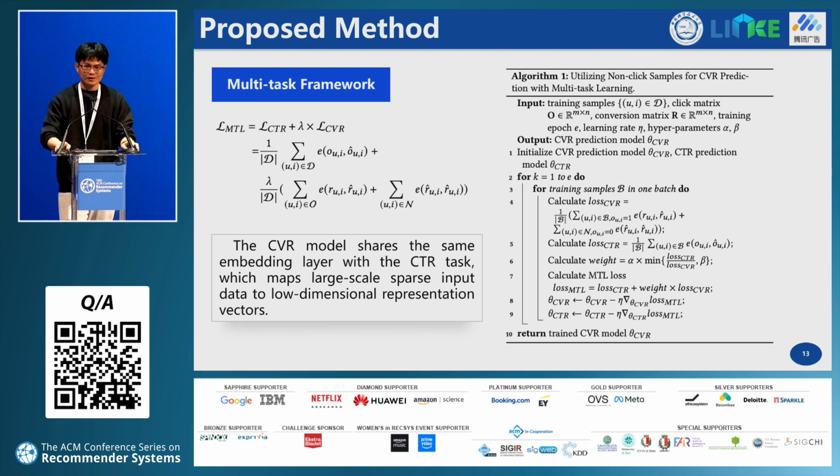And to prevent some instability during training, we add two hyperparameters, alpha and beta. We add beta to prevent the weight from being too high, because in some batches, the CVR loss could be so small and the division is so big. And alpha just scales these two losses.